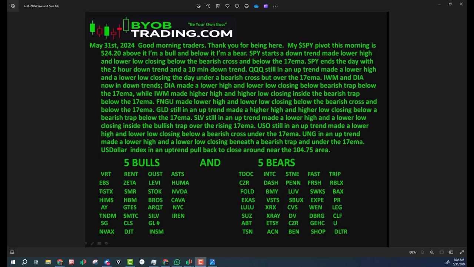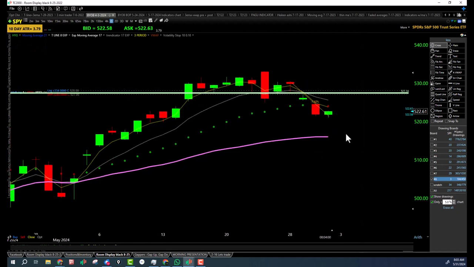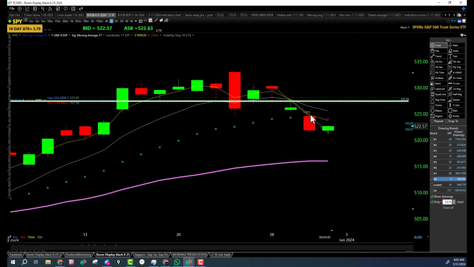All right, let's go take a look at some charts. All right, here's a chart of SPY. It's a daily chart of the SPY. So here's yesterday's price action. It's this red candle right here.